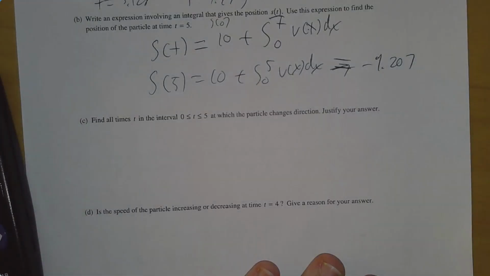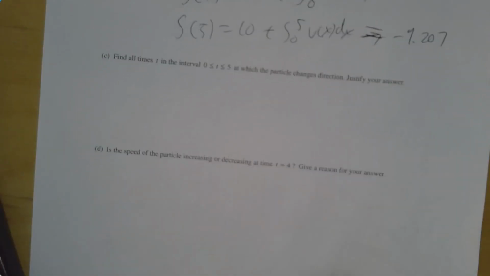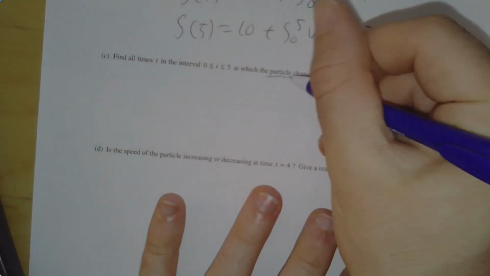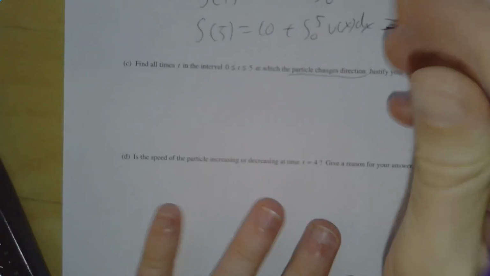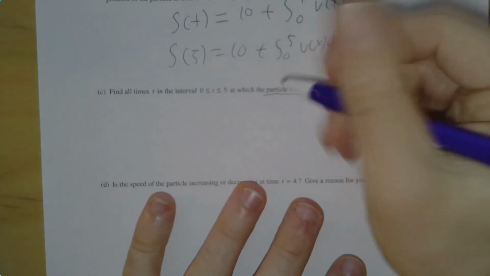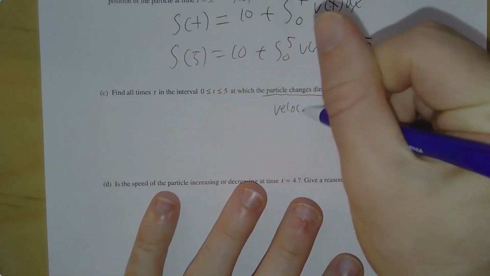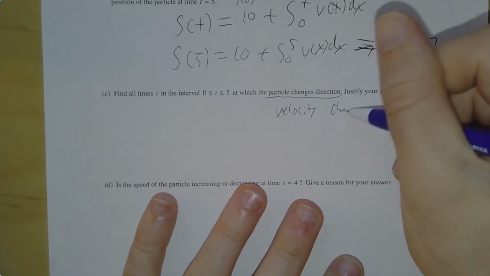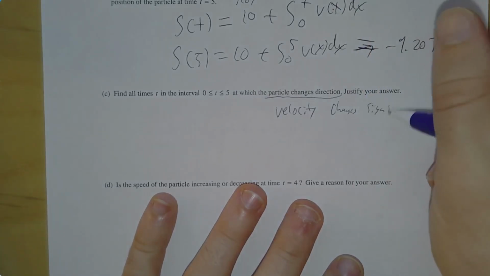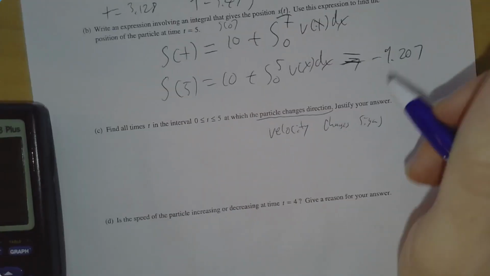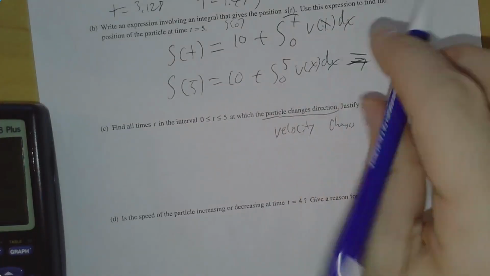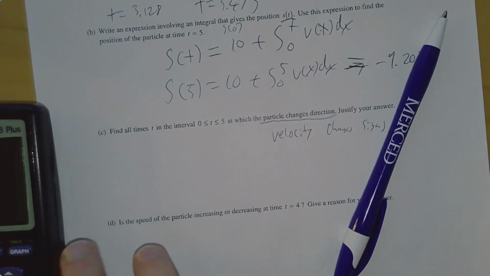Find all times t in the interval 0 to 5 at which the particle changes direction. Particle changing direction means that the velocity is changing signs. So you have to know that, and I went over that in the notes guide. Velocity changes signs. We're looking at from 0 to 5, so let's change our window to 0 to 5.